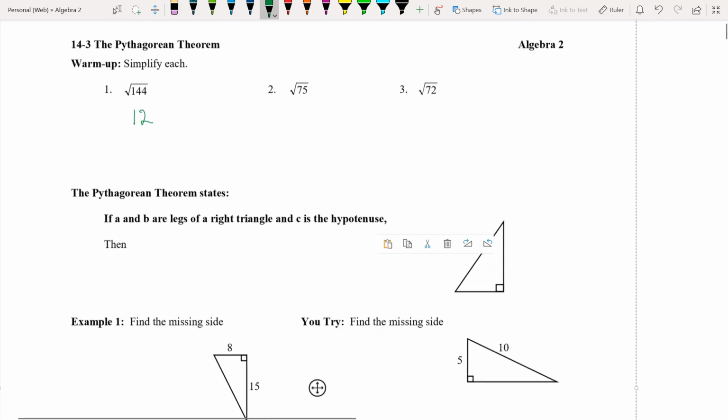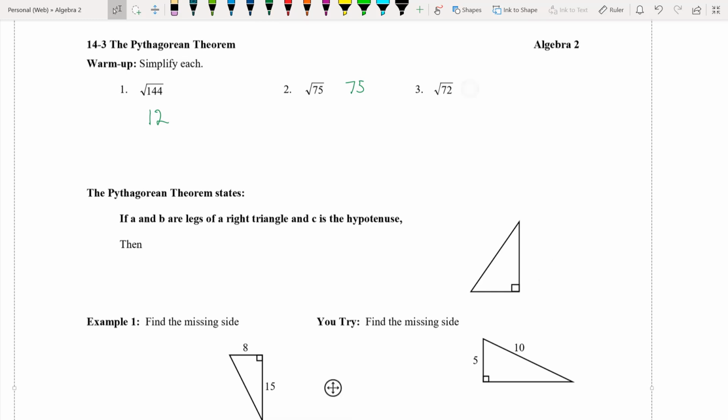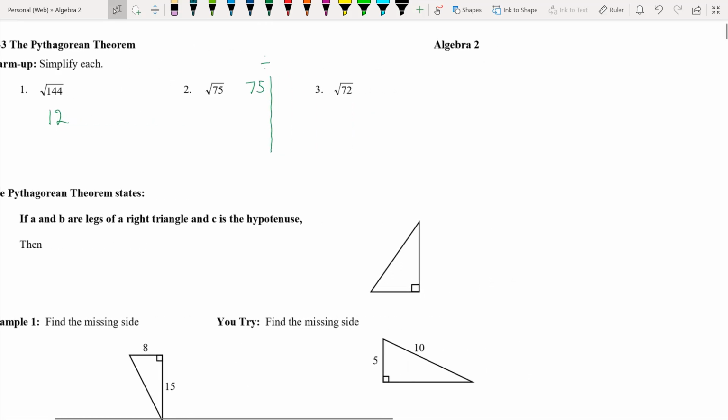So I'm going to do this the way I showed in class a while back. I'm going to use what I call a factor branch. So I'm going to take my 75 and prime factor this. What I want to do is divide by the smallest prime number that I can get into 75.